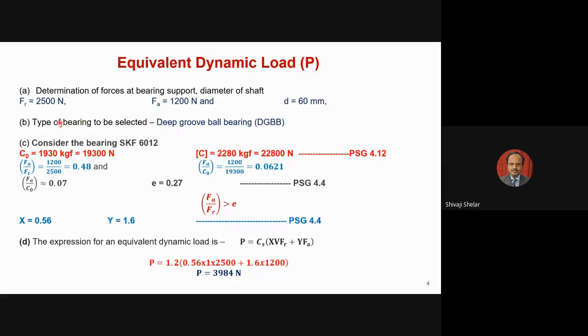Next step, you have to select the type of bearing. That is also mentioned in the problem. So these two parts are already mentioned. The type of bearing to be selected is the deep groove ball bearing. So you will refer to the manufacturer's catalog related to the deep groove ball bearing series. Okay, so now you have to start the bearing design.